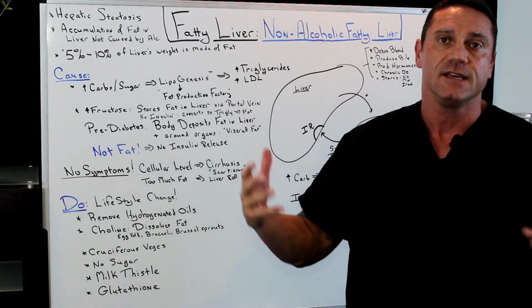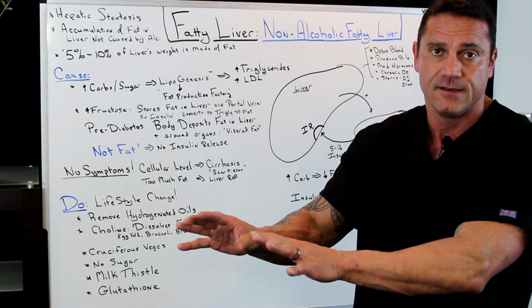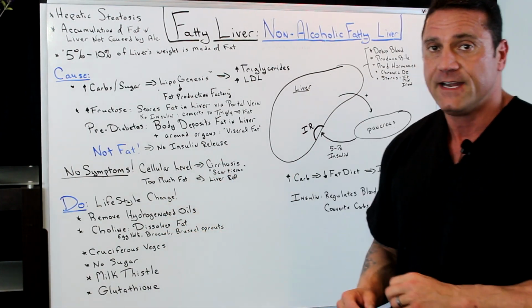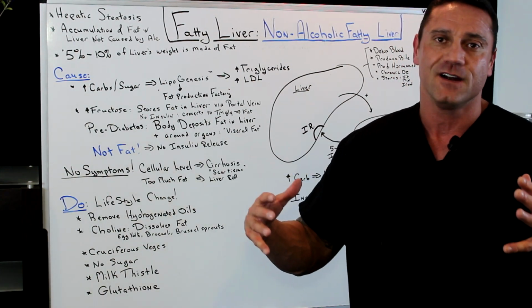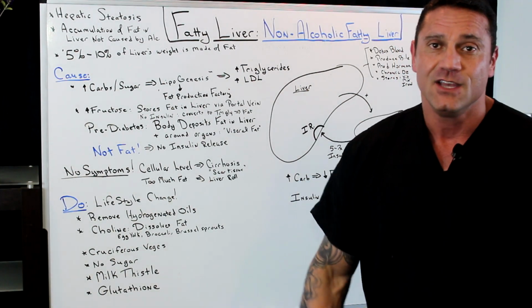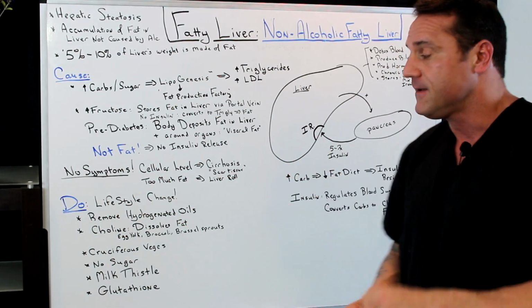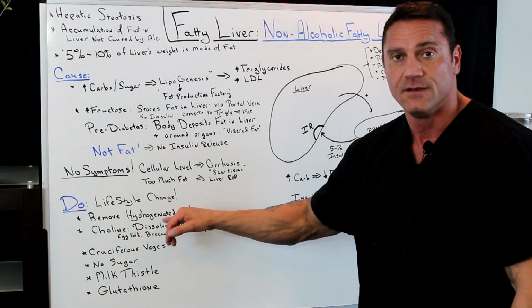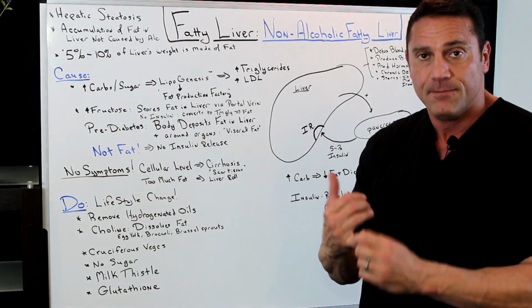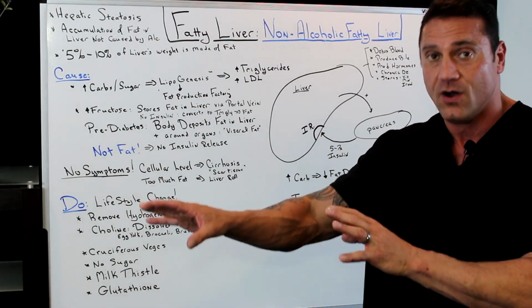So now the question is, what do you do? Again, I always say you do not necessarily have to be obese to have fatty liver. So what do you do? Very simple. Again, I'm going to say a very nasty word, and it's called lifestyle. You need a lifestyle change. Change whatever you're doing now. Because number one, you have to remove the hydrogenated oils, the peanut oil, all the bad oils, because that causes inflammation.